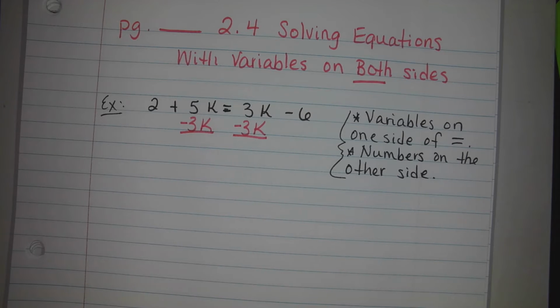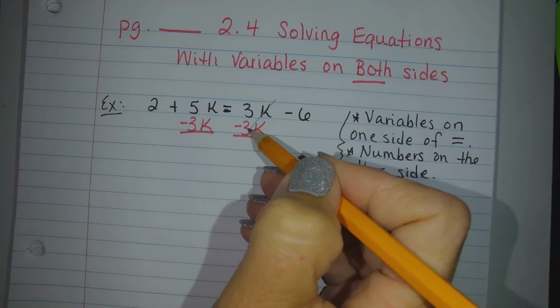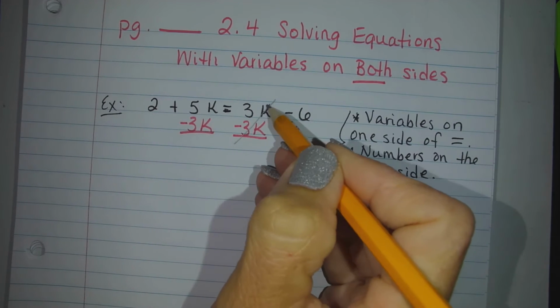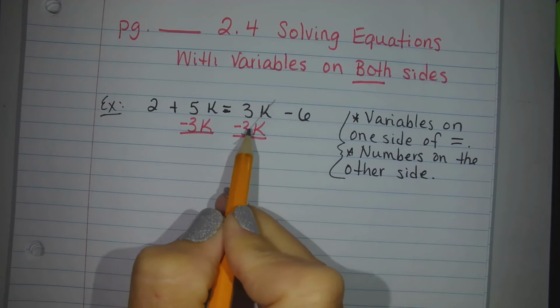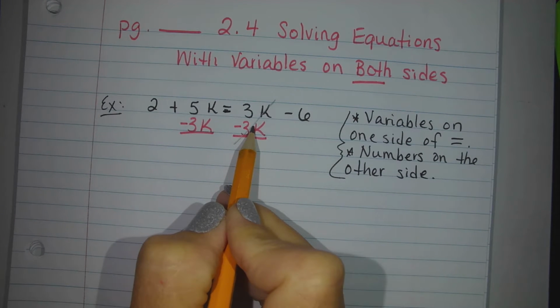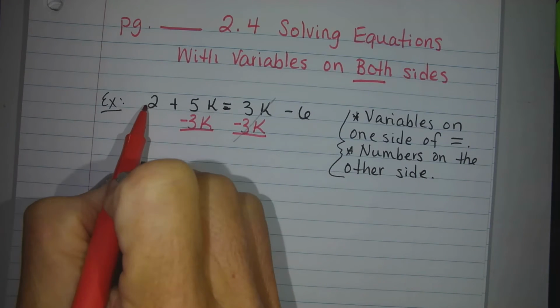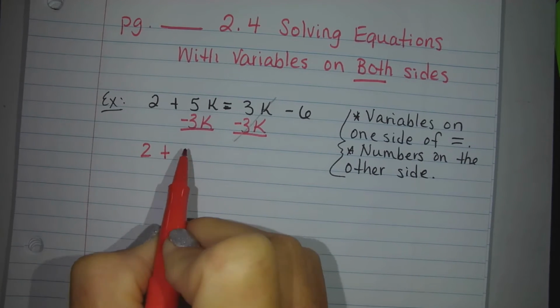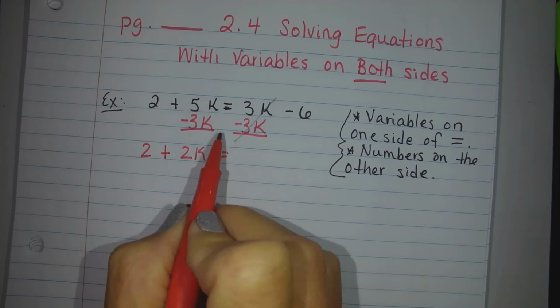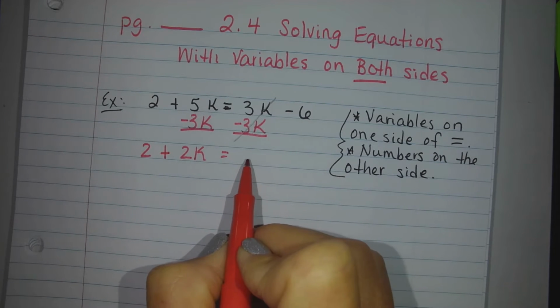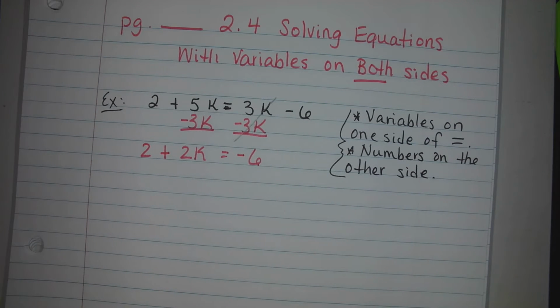All right, Will, what cancels? 2K. Yeah, 2K. 3K cancels. The whole point of doing this, you move this over, so those are gone. Right? All right, so now tell me what do I bring down? Start here. 2 plus 2K. Where'd you get that? 5K minus 3K. Right. Equals -6. Are we done with the variables? Did we get them all on the one side?